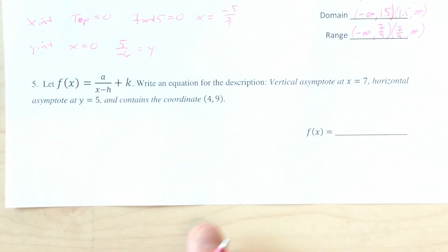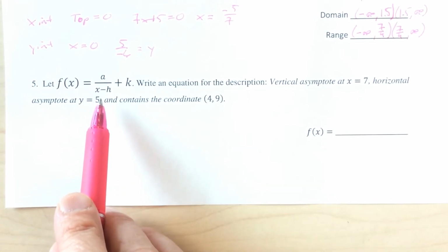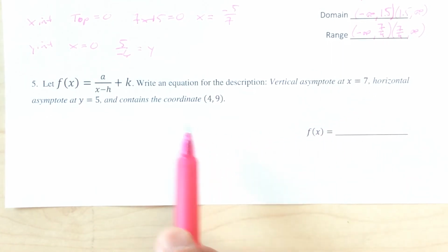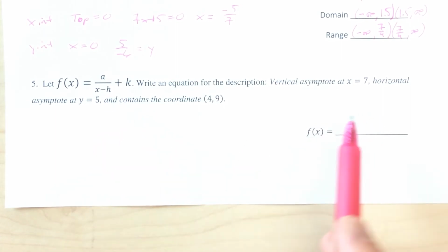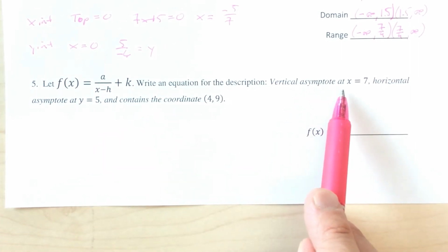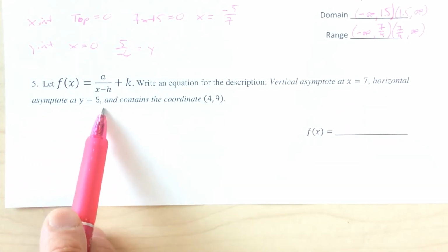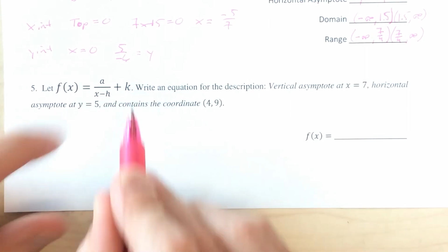Okay, last, here's our basic template for a rational function, and what you're getting is a description of an equation and want you to build that. So you need to know the a, the h, and the k value. Okay, from the beginning here, the vertical asymptote is going to be at x equals 7. The horizontal asymptote's at 5. What those have literally done for you is given you the h and the k values.